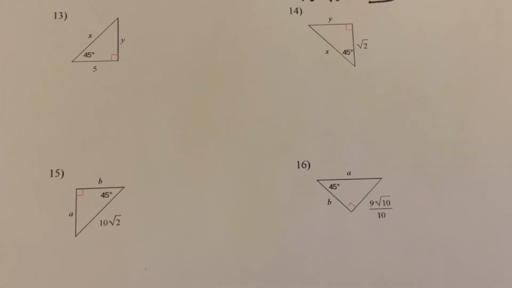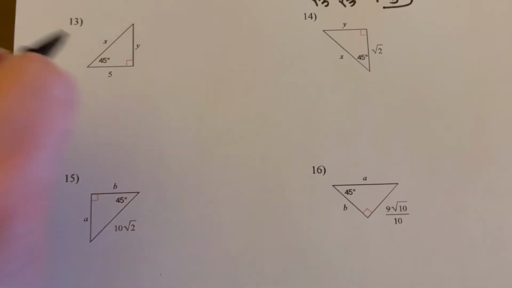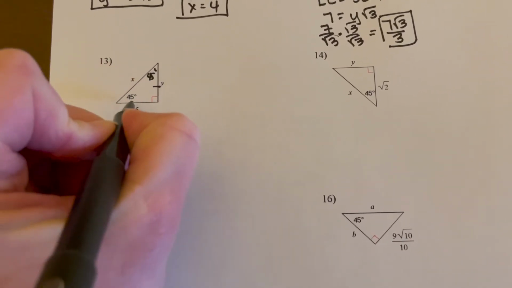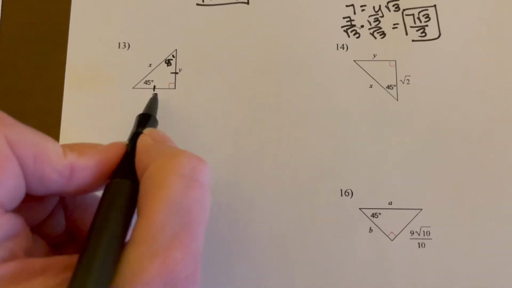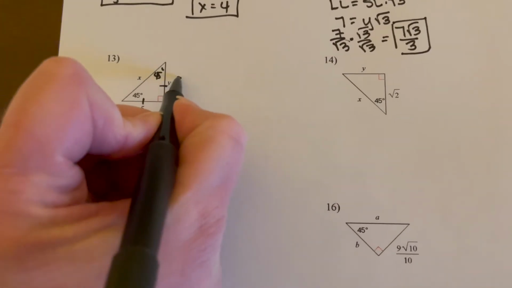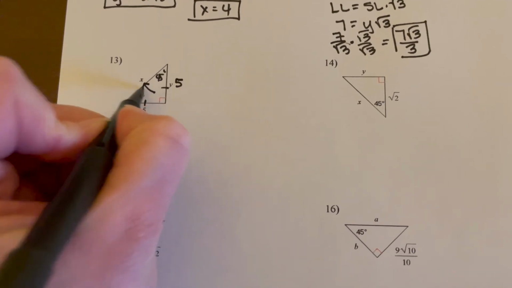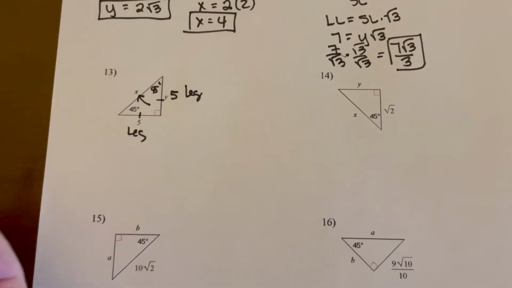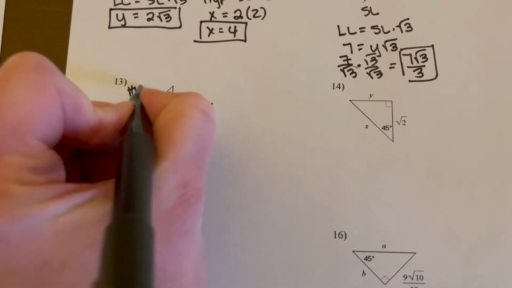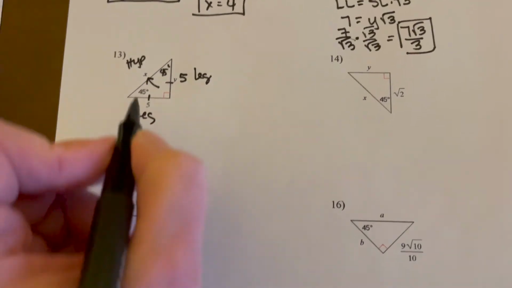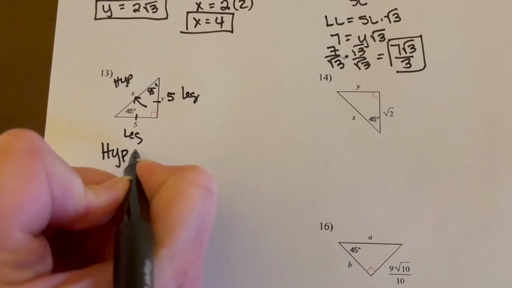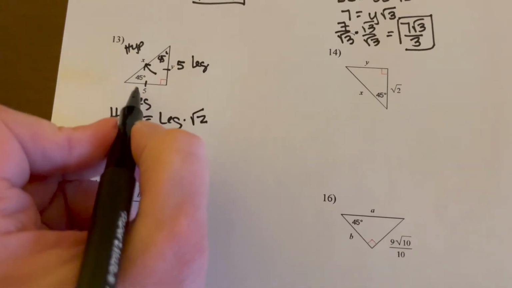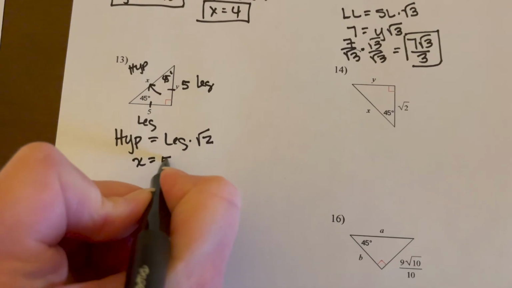Okay, so these last problems are 45, 45, 90. So as soon as I see one 45 degrees, I know they both have to be 45, and these legs have to be congruent. So a lot of people think these are easier problems. If that's 5, the other leg is 5, and the hypotenuse, so this is a leg, I don't have short or long, they're equal, so leg, and then hypotenuse, again, is always across from the 90 degrees, so the hypotenuse is equal to the leg times root 2. So if the leg is 5, then the hypotenuse x is equal to 5 root 2.